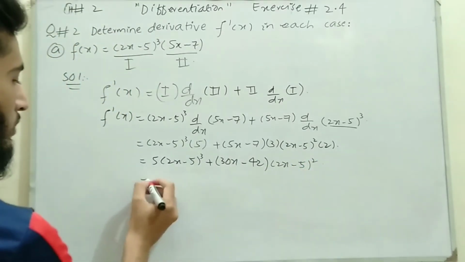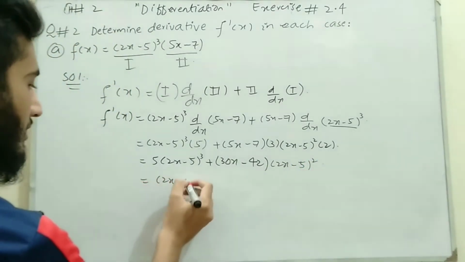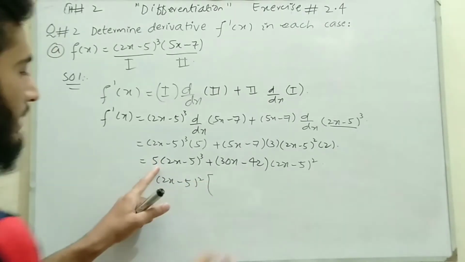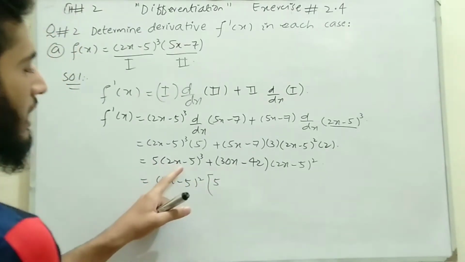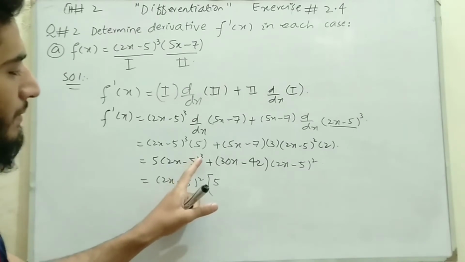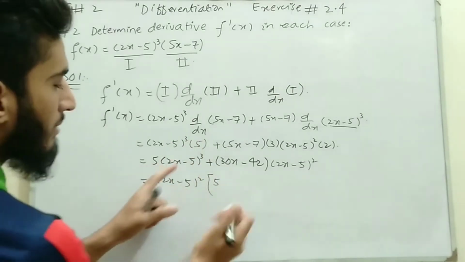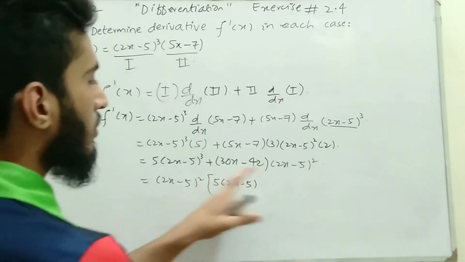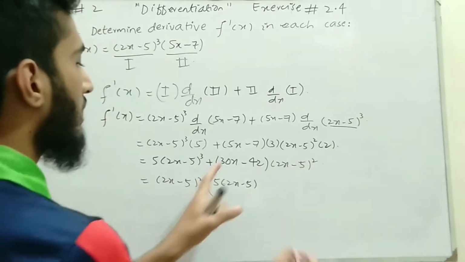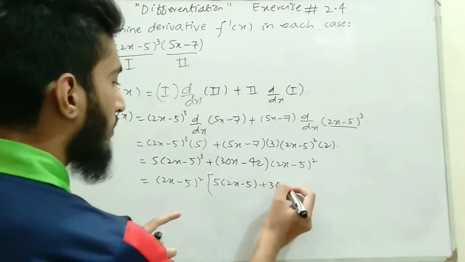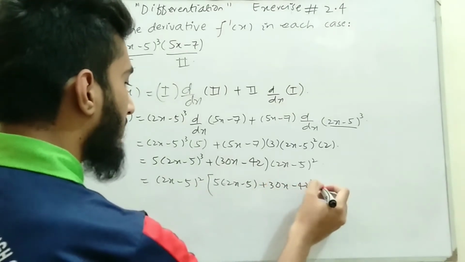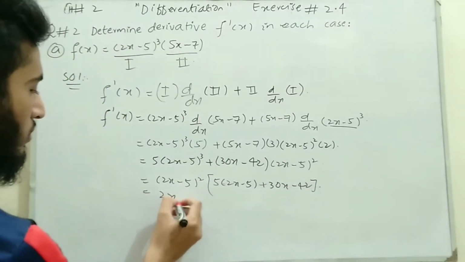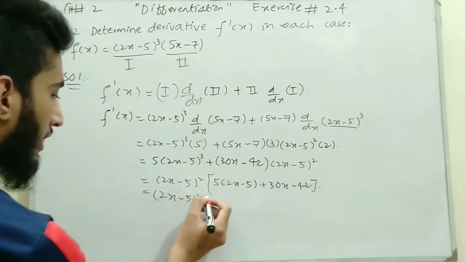Now after this take out (2x minus 5) whole square common. So inside we are left with 5 times of, here we take out (2x minus 5) whole square common, so we are just left with 1 time of 2x minus 5. So 2x minus 5. After this we take out (2x minus 5) whole square, we are left with 30x minus 42. So after simplification it will give us (2x minus 5) whole square.